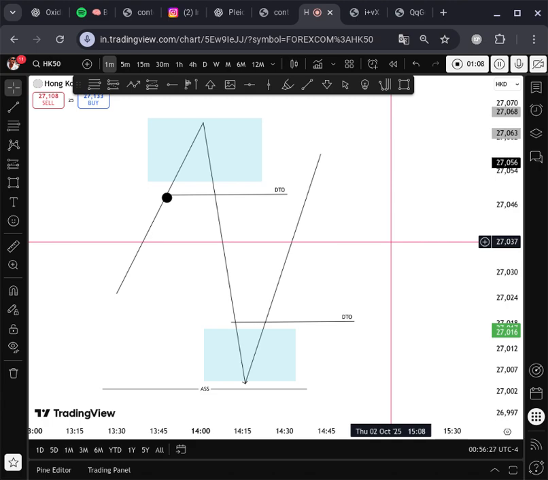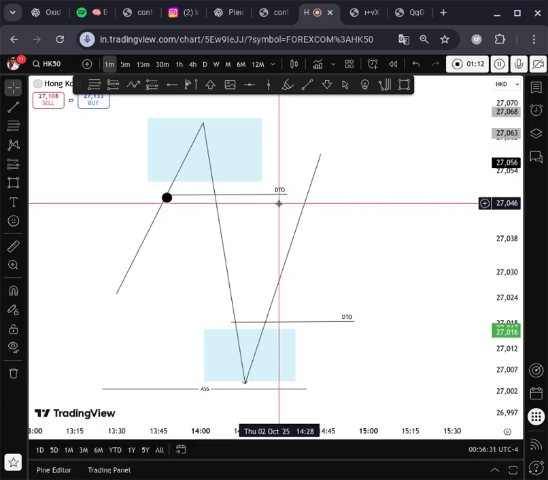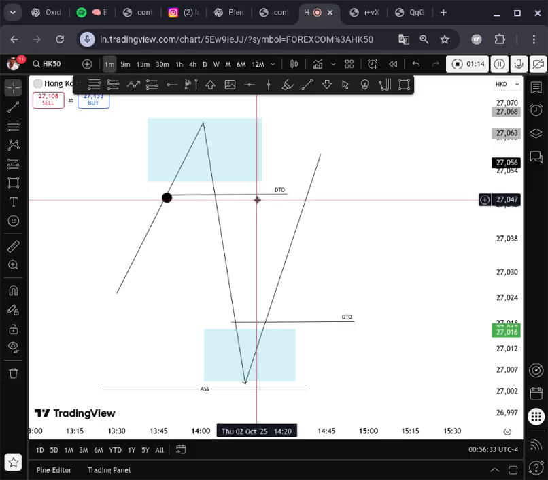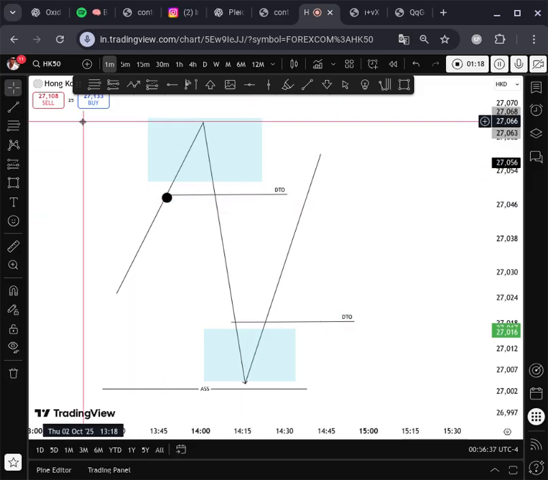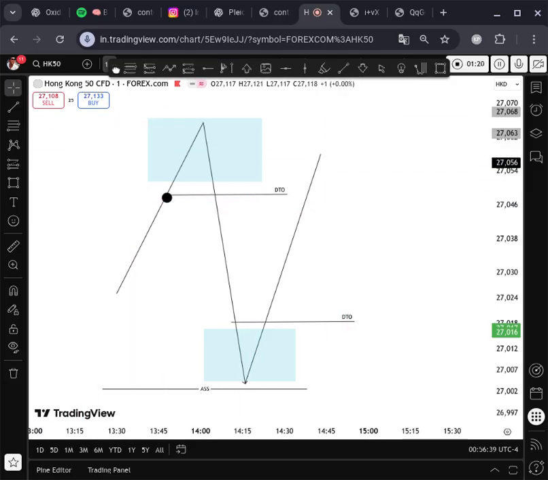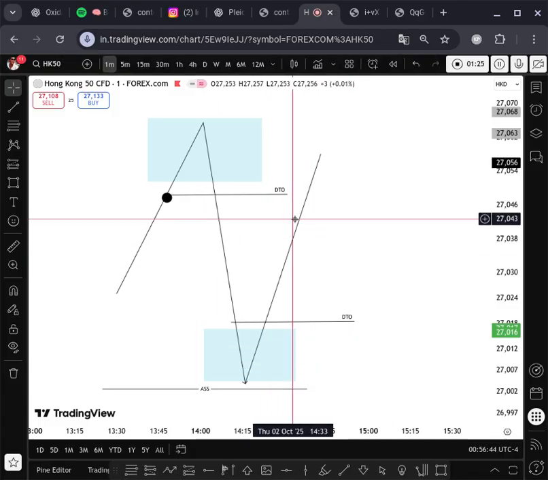It's the same with this. ICT said buy below DTO and sell above DTO, and the DTO offers an Asian session. So I chose HK50 specially for this session. So this is the template for this.